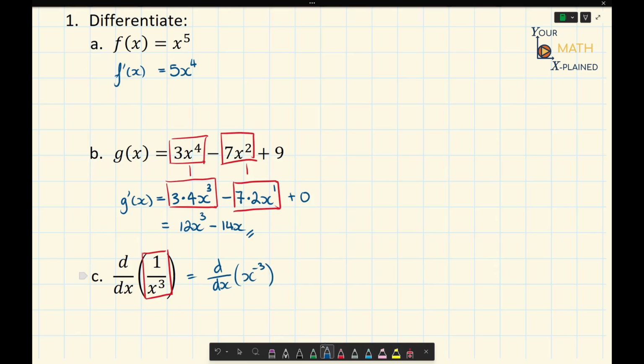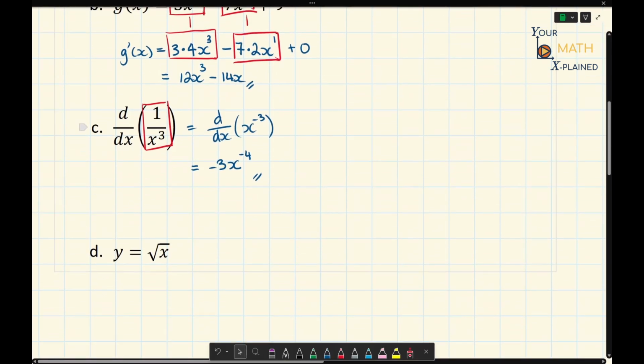And now we can go ahead and use our power rule. So we're going to peel that exponent to the front, so that'll be negative 3. And then we multiply this by x to the power of, and we reduce that power by 1. So negative 3 minus 1 is going to be negative 4. So the derivative of 1 over x cubed is negative 3 times x to the power of negative 4.